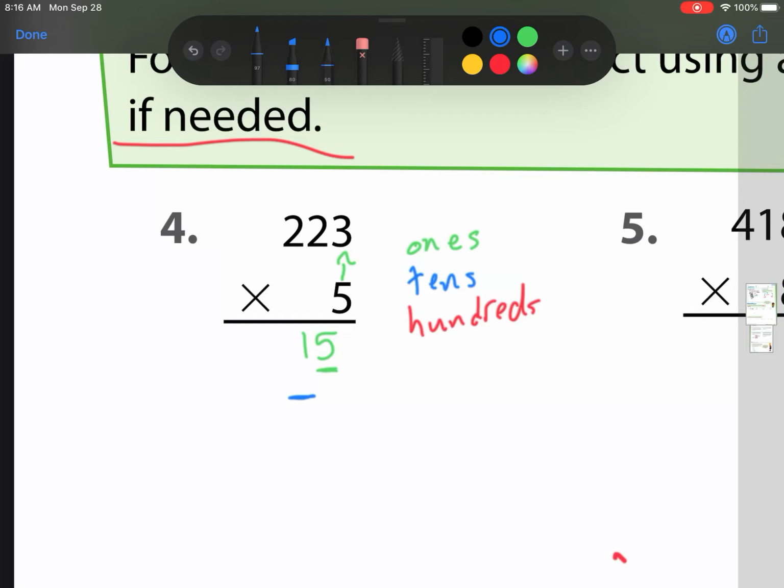5 times 2 is 10. And then I add that 0 to move it over to the tens place value. Last one, I'm in my hundreds. 5 times 2 is 10. So I record in that hundreds first. And then I add those 2 zeros since I'm in that hundreds place value. What's my answer?